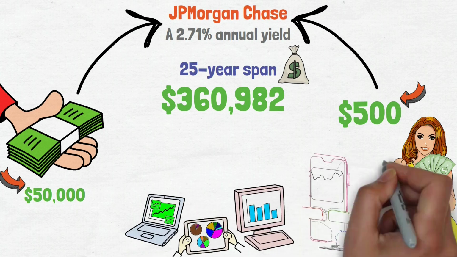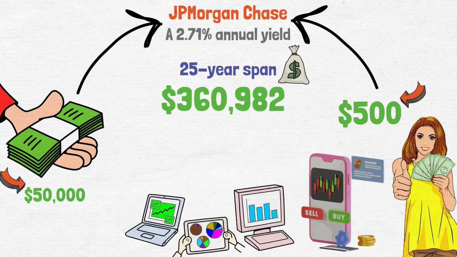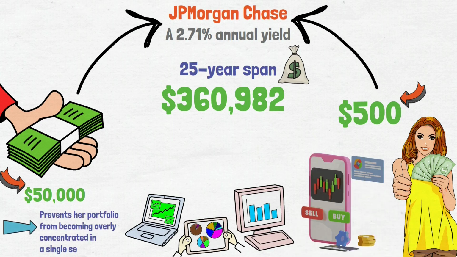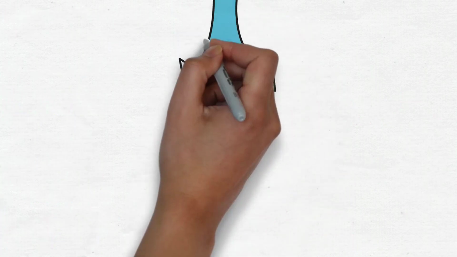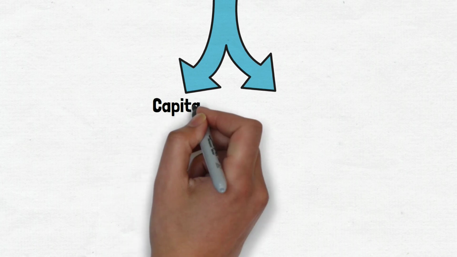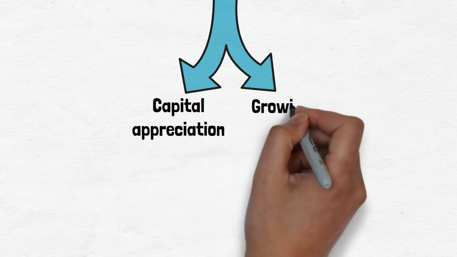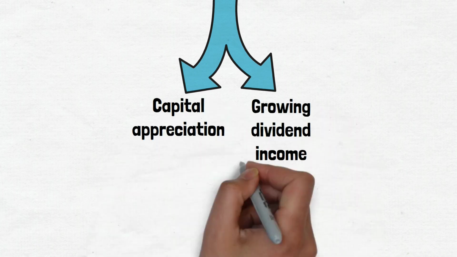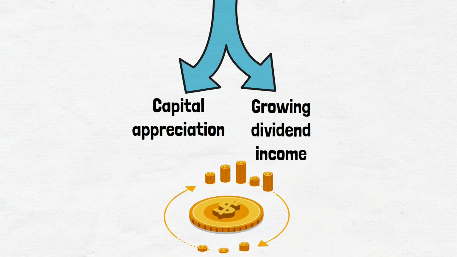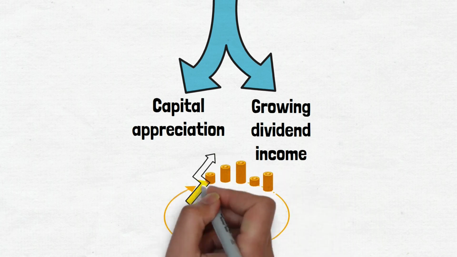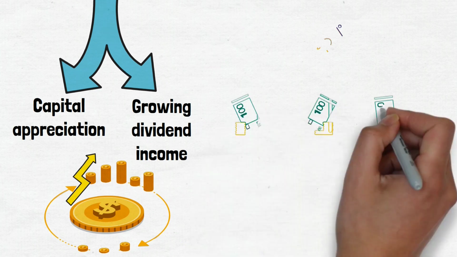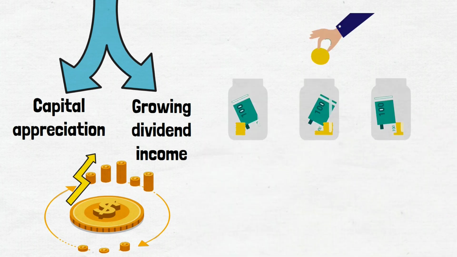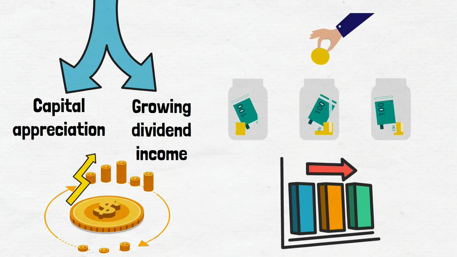To maintain her desired diversification and risk exposure, Goldie knows it's important to periodically review her portfolio and rebalance by buying or selling shares of certain stocks. This approach prevents her portfolio from becoming overly concentrated in a single sector. Over the 25-year period, Goldie's diversified dividend portfolio experiences both capital appreciation and growing dividend income. The compounding effect is evident as the reinvested dividends lead to an increase in the number of shares owned. The diversity of her portfolio helps mitigate the impact of any underperforming sectors, ensuring a balanced growth trajectory.